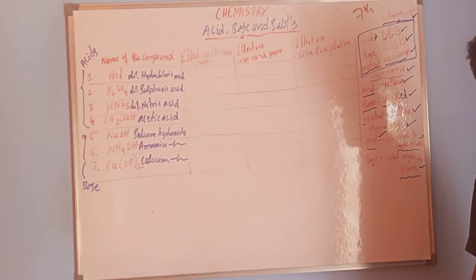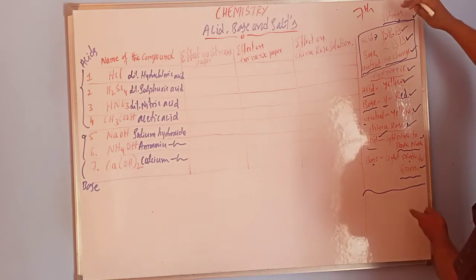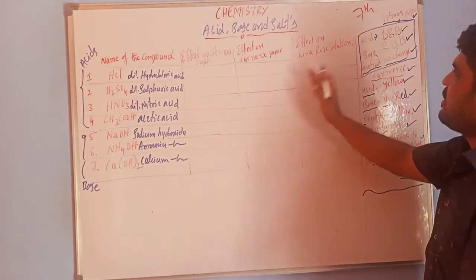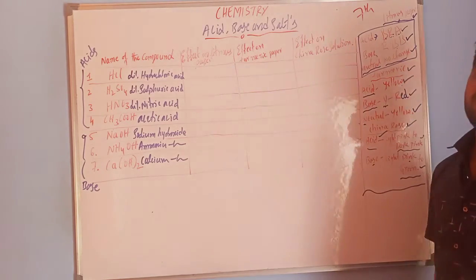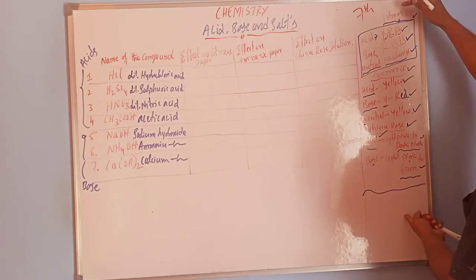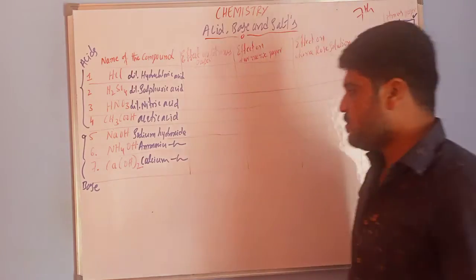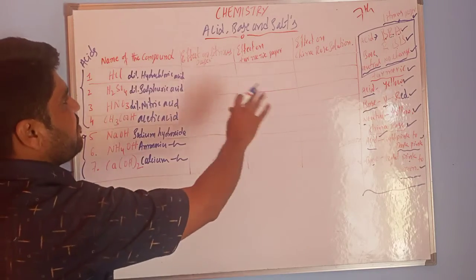Green color. This is your trick. If you remember this trick, you can easily answer the effects of all indicators on any compounds. Please remember this table. Next, come here.